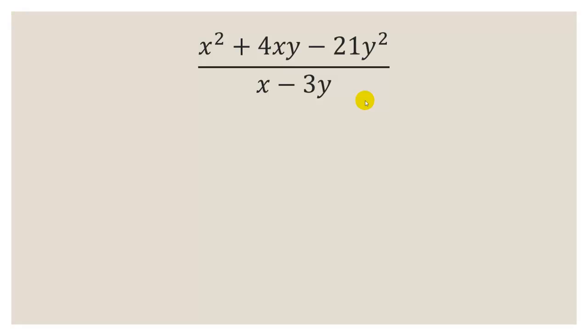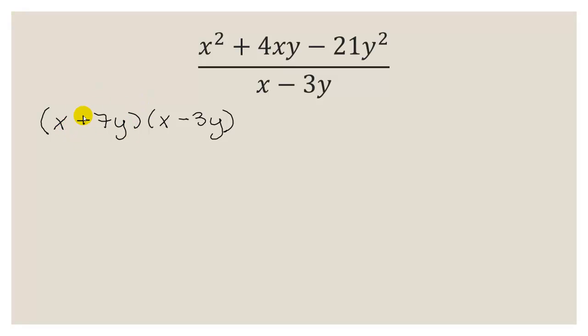So let's look at this one. And this is actually a somewhat difficult one because we have 2 different variables in here. One thing we can do is try to factor the numerator and factor the denominator. The denominator can't be factored any more than it is, but the numerator can. So looking at this, let me just try to rewrite this. The numerator is going to become x plus 7y times x minus 3y. I factored that by just doing trial and error in my head. But you can check it.